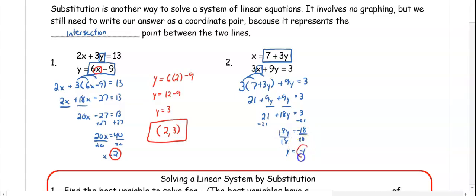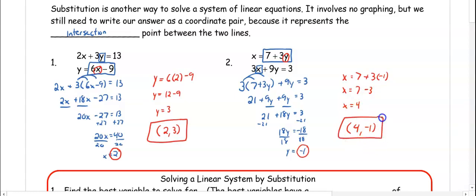So we're going to take negative 1 for y. We can put it into either equation. This time I'll pick the first equation because x is by itself, so it makes the work a little easier. So x equals 7 plus 3 times negative 1. 7 minus 3, so x equals 4. So our ordered pair would be (4, negative 1).